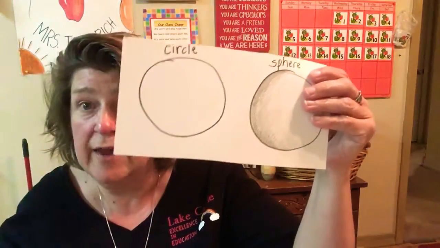But I'm using this as an example for a sphere. Round, it only rolls, and I can hold it. So it's different from a circle. The circle is flat on the paper. A sphere, you can hold, you can throw a ball, catch it, play with it. Okay.